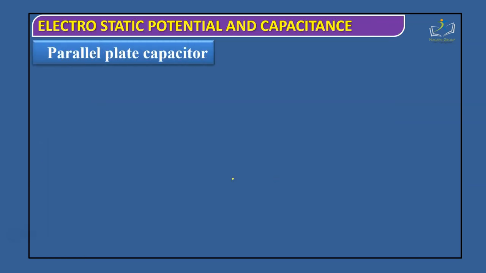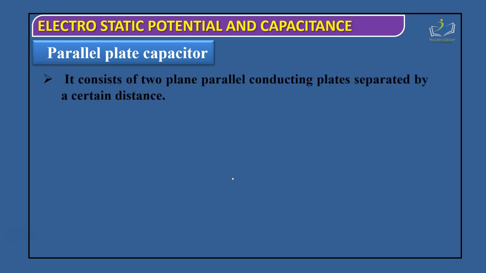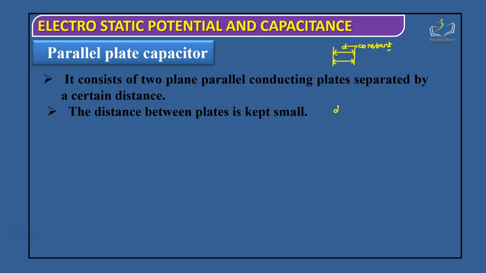A parallel plate capacitor consists of two parallel conducting plates separated by a certain distance. Suppose this is a plate, and both are parallel. What is the meaning of parallel? The distance between these two plates is constant. If D is constant, then we say the plates are parallel plates. Hope I'm clear. Next, the distance between the plates is kept small, so the value of D becomes very small.